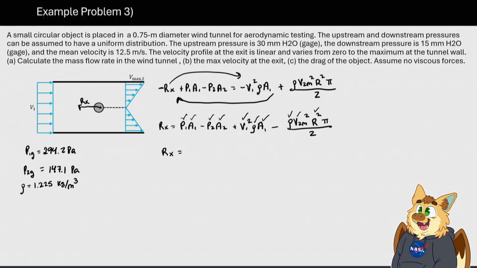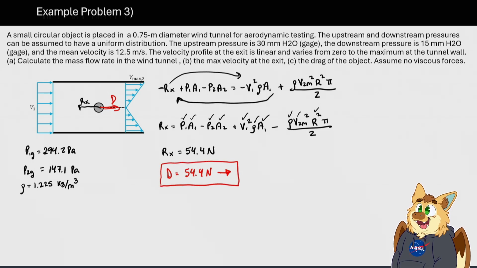let's see, quick calculation here, should be equal to 54.4 newtons. Now, again, going back, this is the reaction force. It's asking for the drag. So drag is going to be acting in the opposite direction here. So technically, the drag is going to be equal to 54.4 newtons acting to the right. So this would be an acceptable answer for your submission.